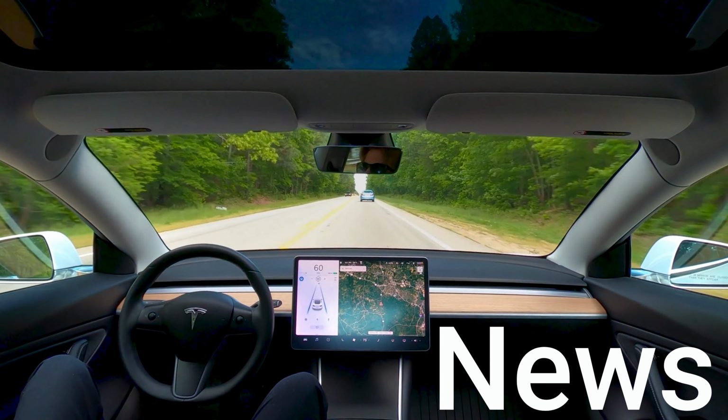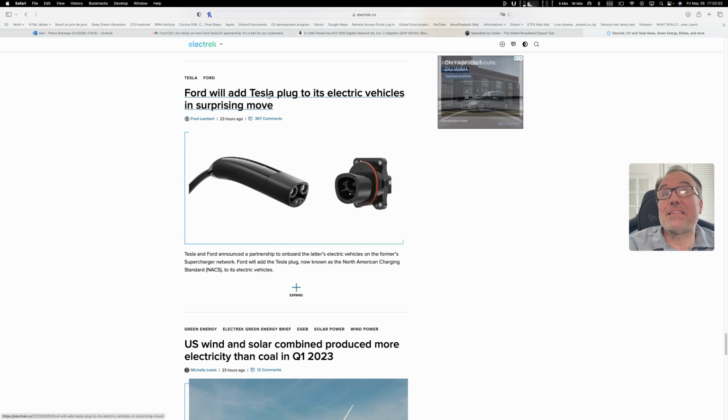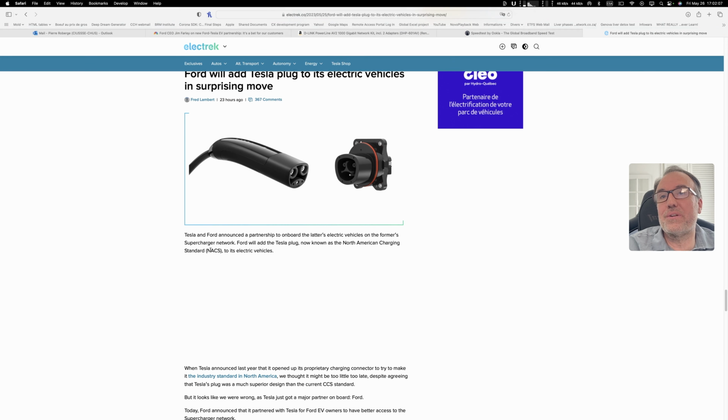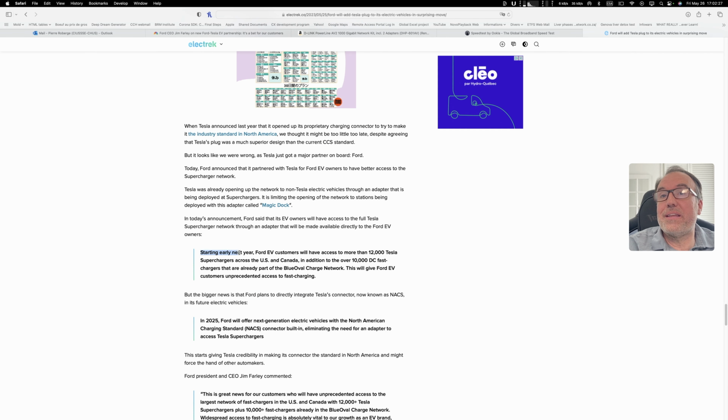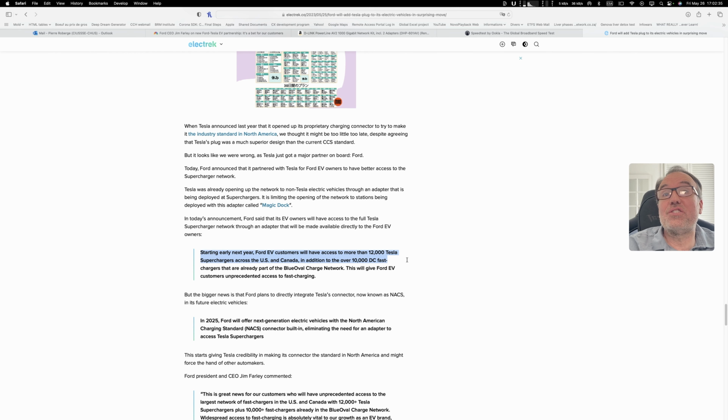Let's take a look at some Tesla news. Ford will add Tesla plug to its electric vehicles in a surprising move. Tesla and Ford announced a partnership to onboard the latter's electric vehicles on the former's supercharger network. Ford will add the Tesla plug, now known as the North American Charging Standard, to its electric vehicles. Starting early next year, Ford EV customers will have access to more than 12,000 Tesla superchargers across the US and Canada, in addition to the over 10,000 DC fast chargers that are already part of the Blue Oval Charge network.